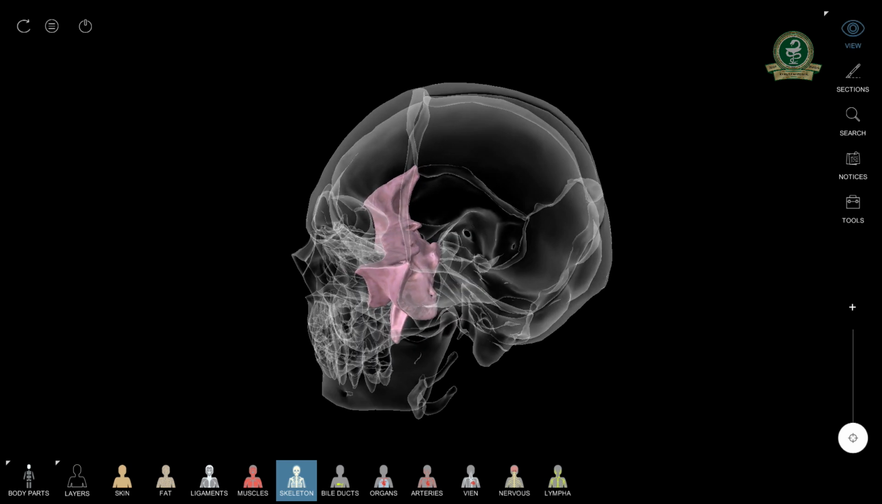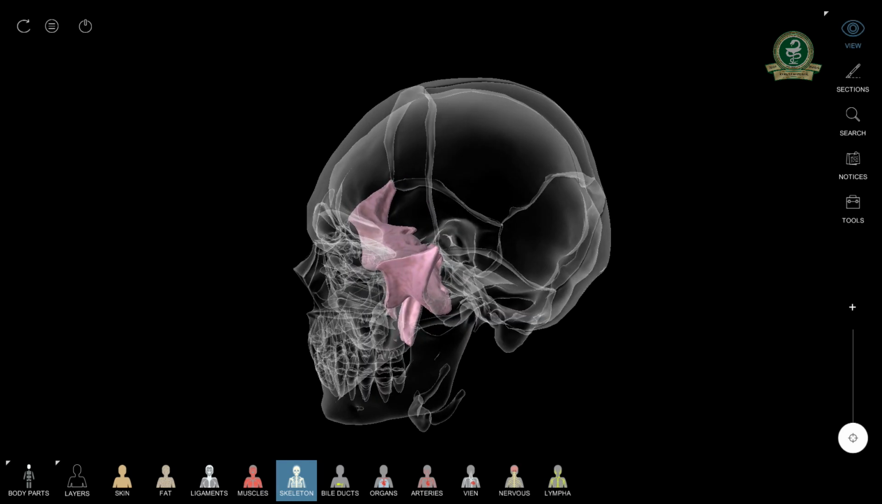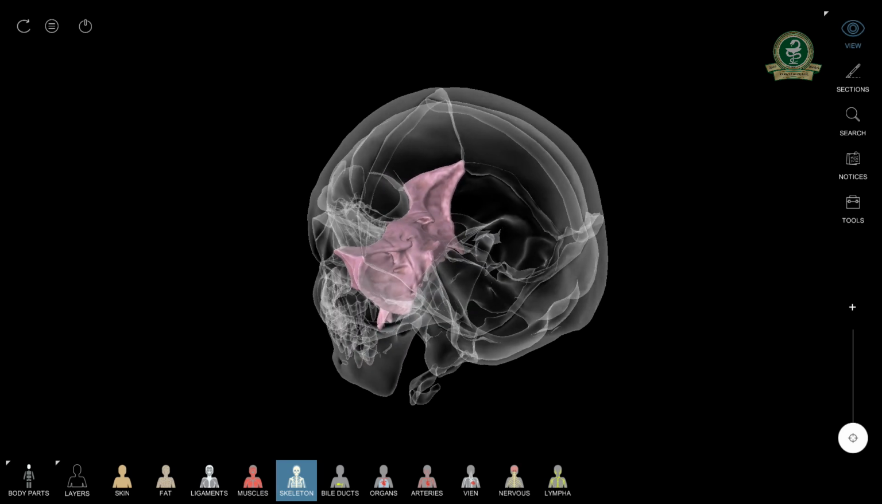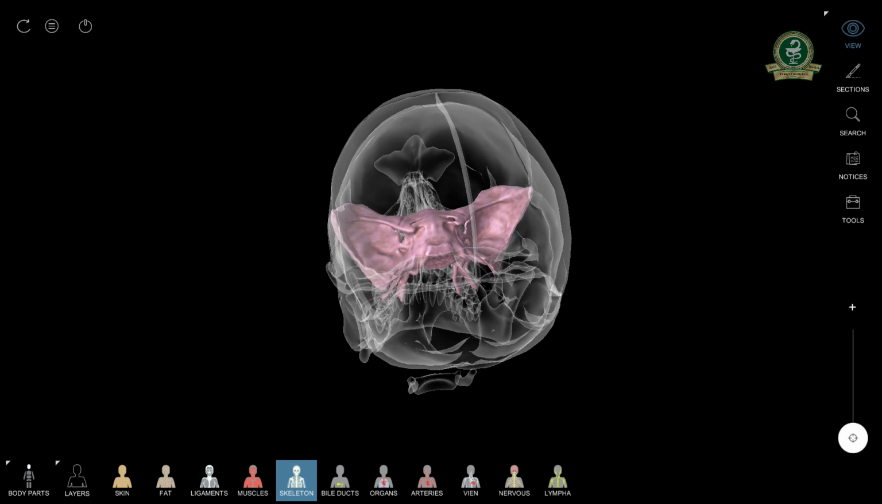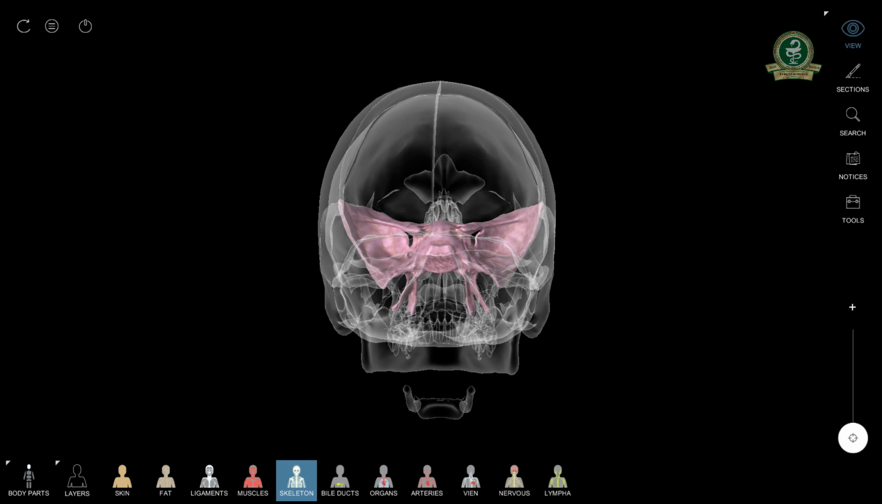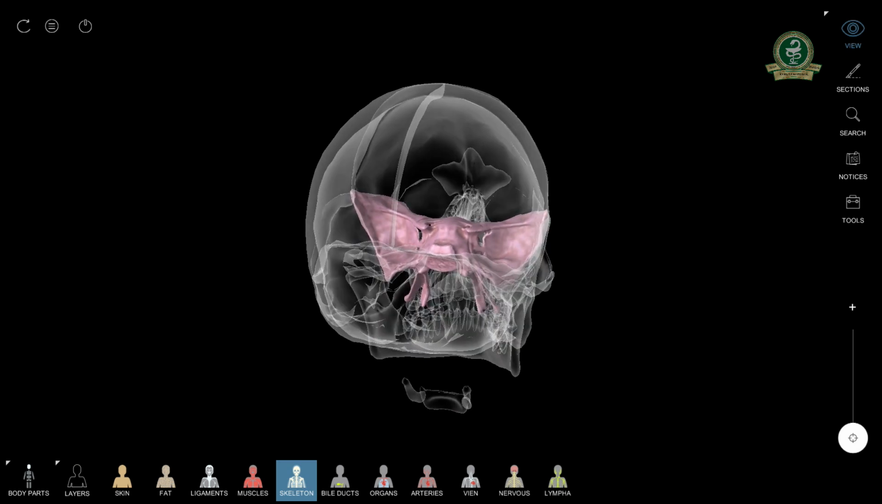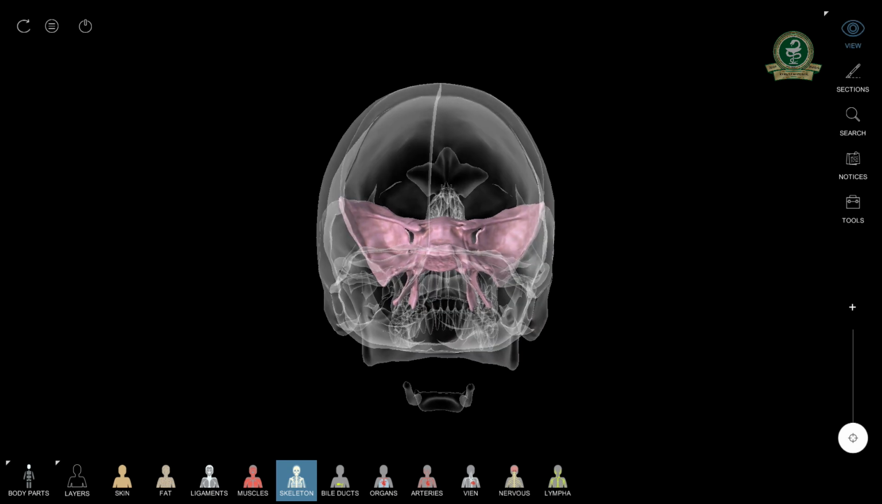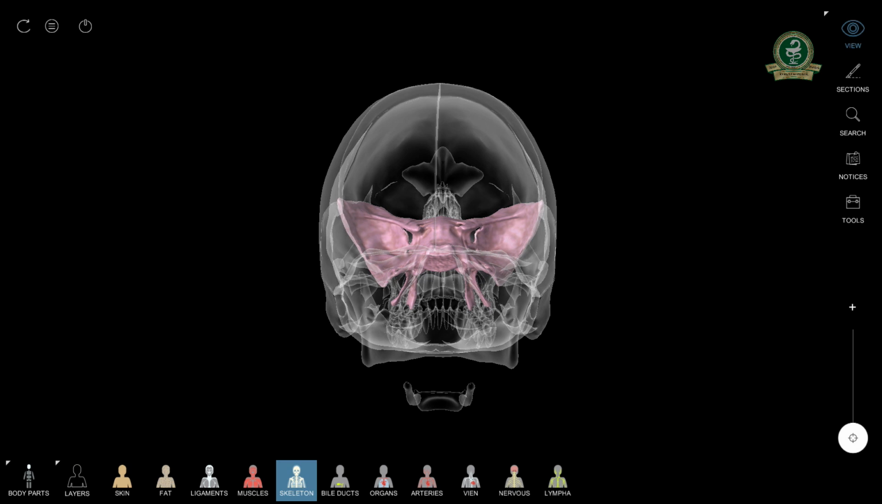The greater wings of the sphenoid project laterally from the body and form the anterolateral floor of the cranium. The greater wings. And here we can identify the foramen rotundum. Here is the foramen rotundum, and this one is the superior orbital fissure. This one, the superior orbital fissure, and this one we will call the foramen rotundum.